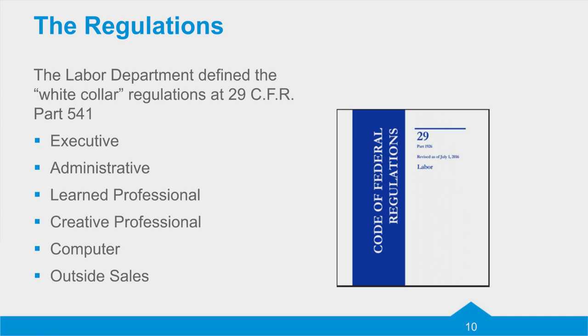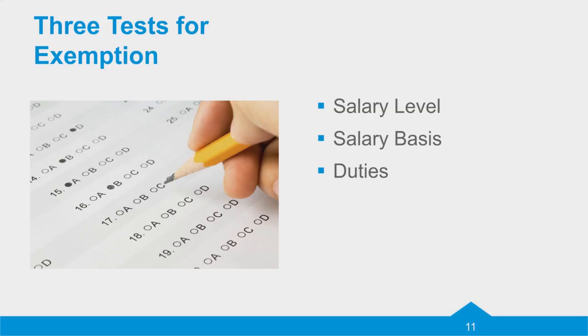They're your executive exemption, which is really your supervisor exemption, the administrative exemption, your professionals, your doctors, your engineers, your lawyers, your creative professionals, your computer exemptions, and then those outside sales exemptions. And really, when you're looking at exemptions, there are three main tests that you have to meet to qualify for any exemption. First, you have to look at the salary level. Are they meeting the minimum salary level? Are they being paid, with some few exceptions, which we'll touch on, on a salary basis? And do they have duties that meet the duties tests that are set forth on each exemption?